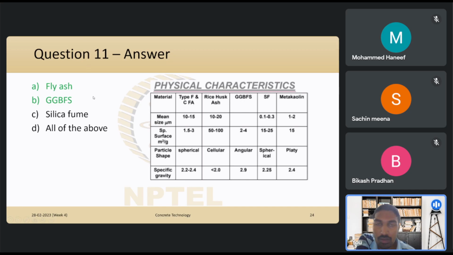We are not talking about reactivity but about the heat of hydration, but those two are related, right? The one that reacts fast will also produce high heat of hydration. Because of their low reactivity, fly ash and GGBFS take a long time to react, so the heat of hydration will also be lower, spread out over a long period of time. They won't give very high heat of hydration, and therefore the right options are fly ash and GGBFS.